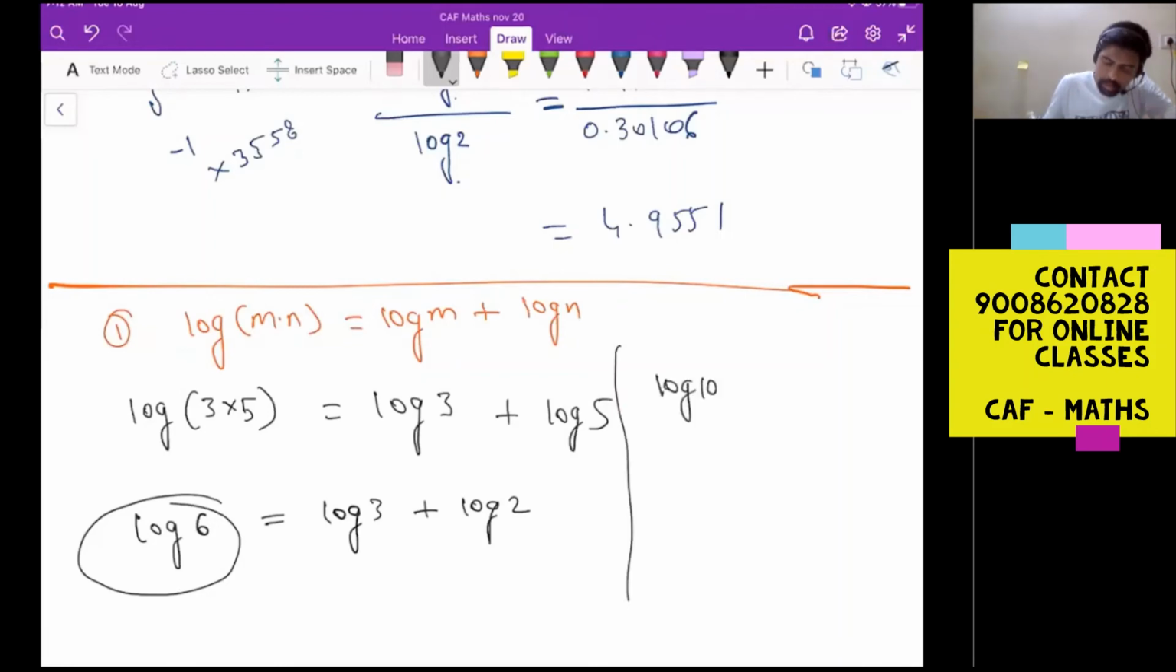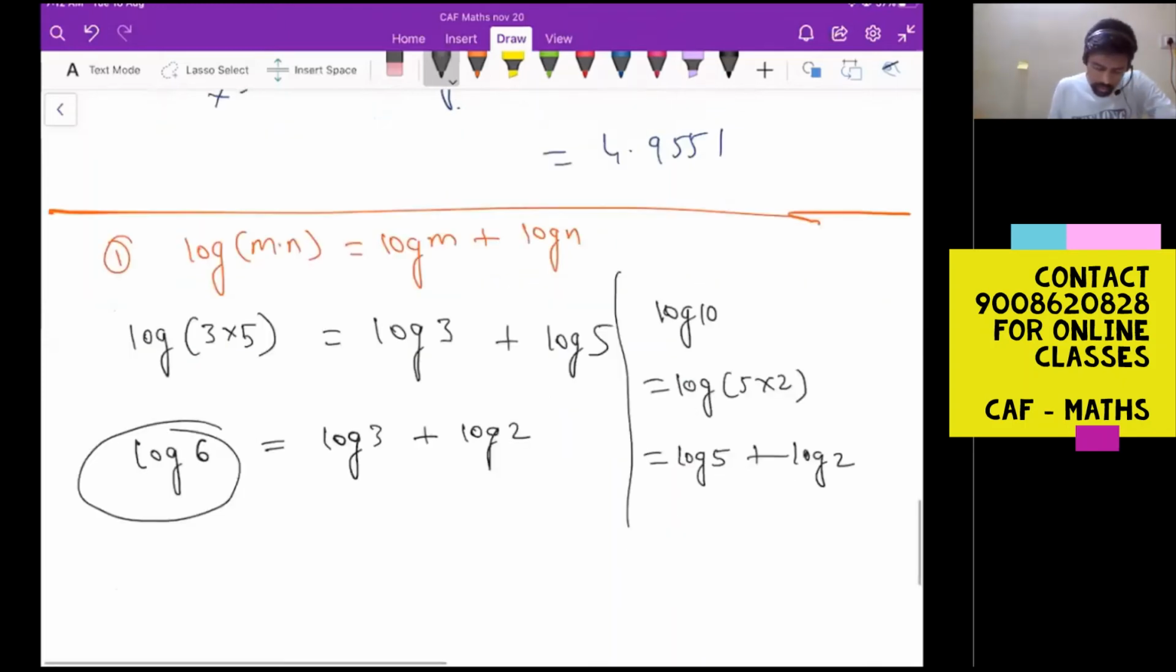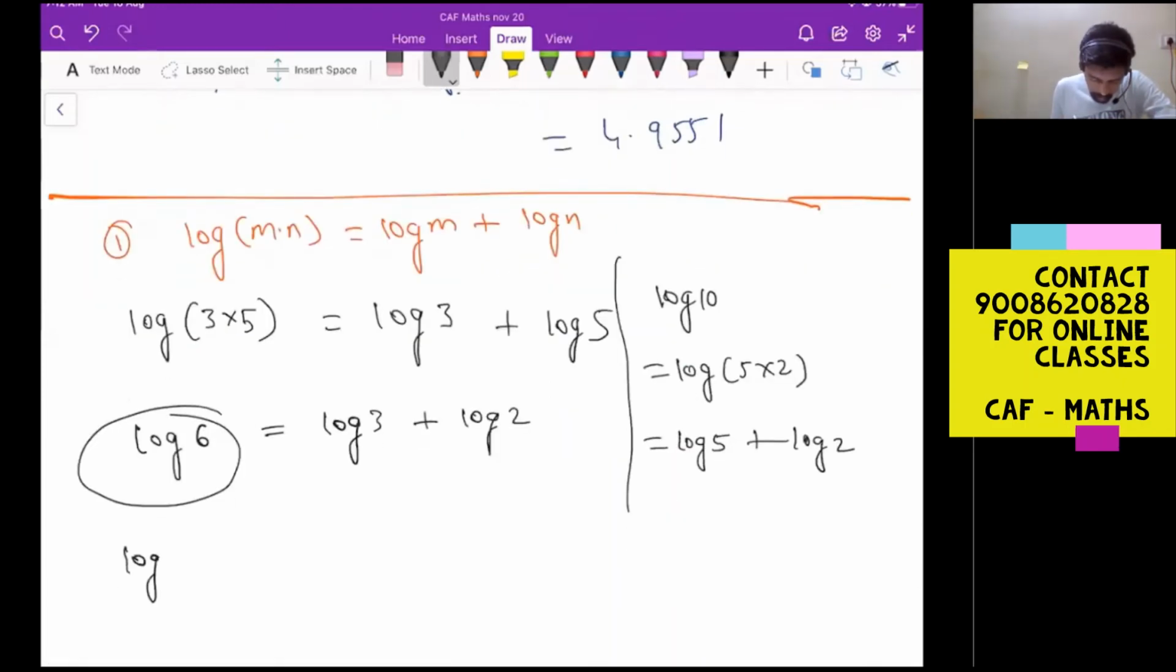Now log 10. Log 10 can be written as log of 5 into 2, correct? Because 5 into 2 is 10. So log of 5 into 2 can be written as log 5 plus log 2. Even 6 can be written as 6 into 1, log of 6 into 1. So log 6 plus log 1. Log 1 value is 0. Always remember this. Log 1 value will be 0.